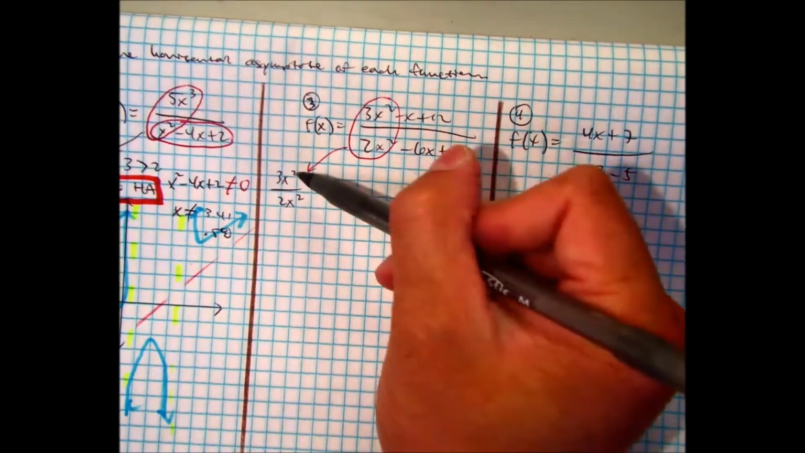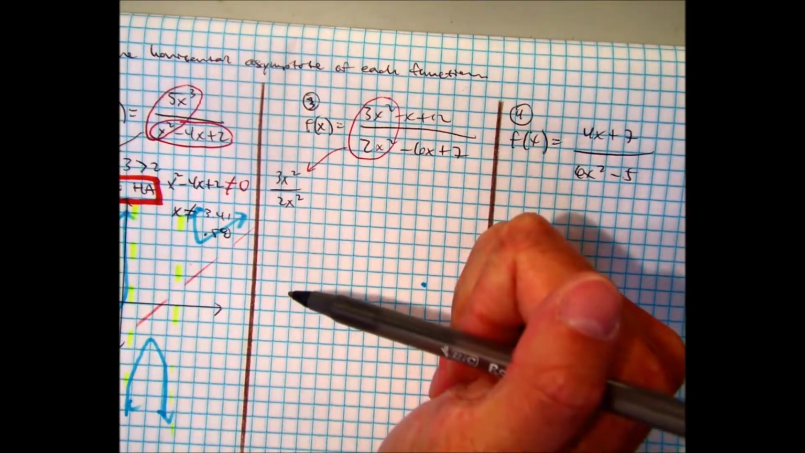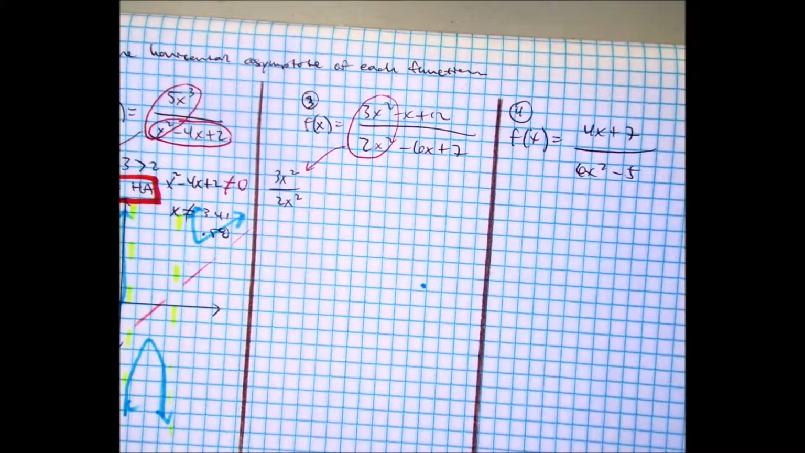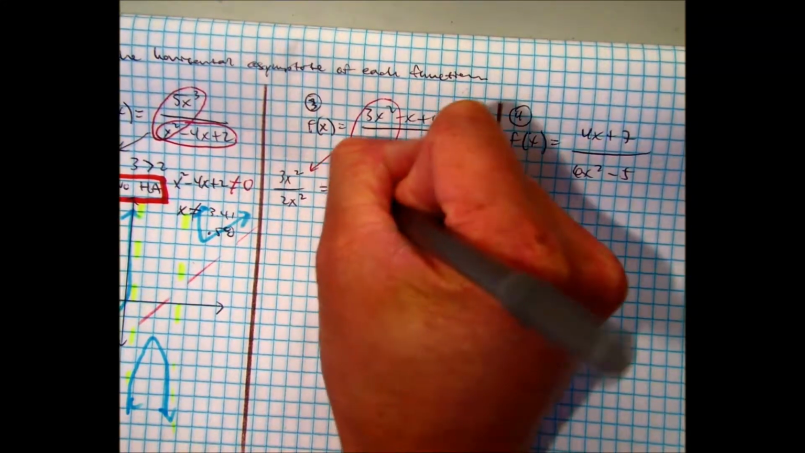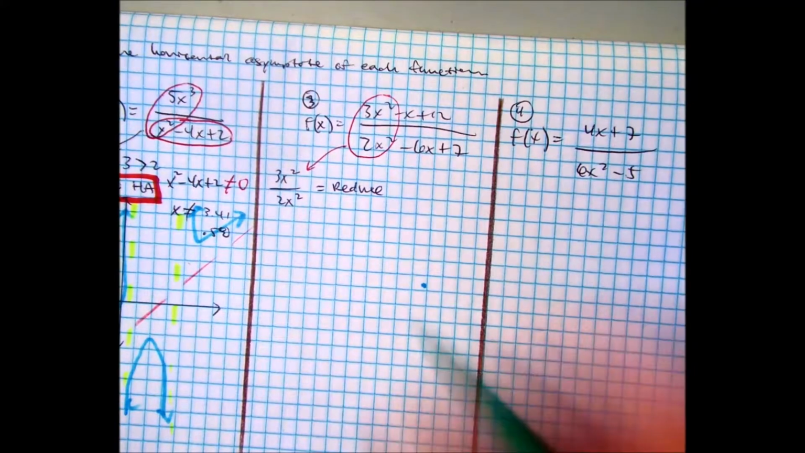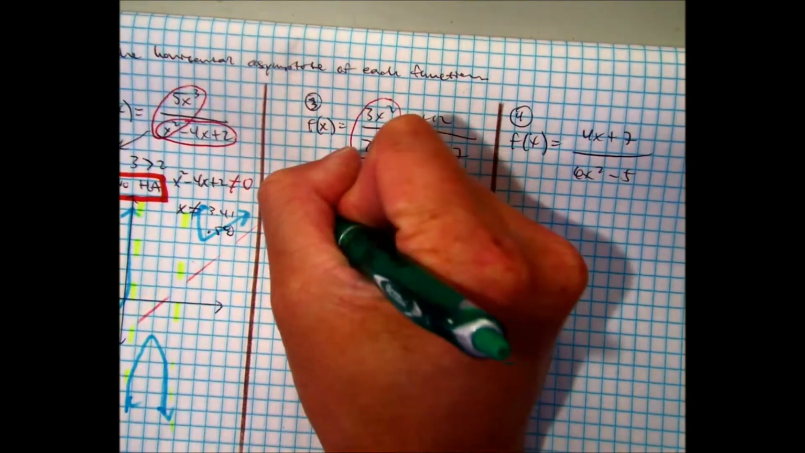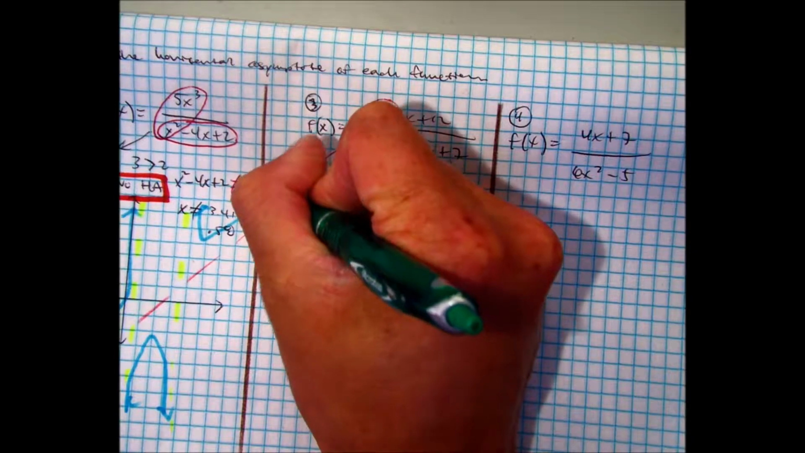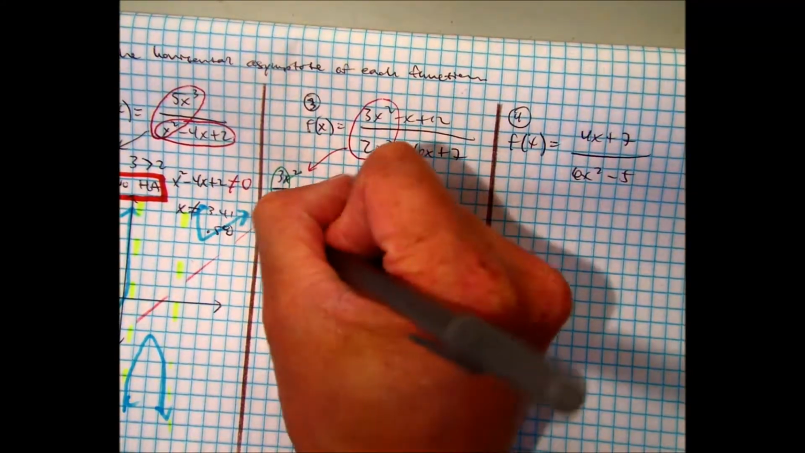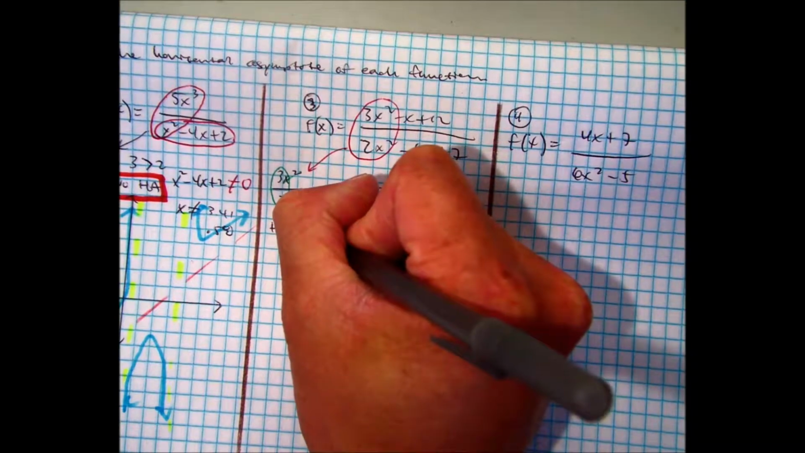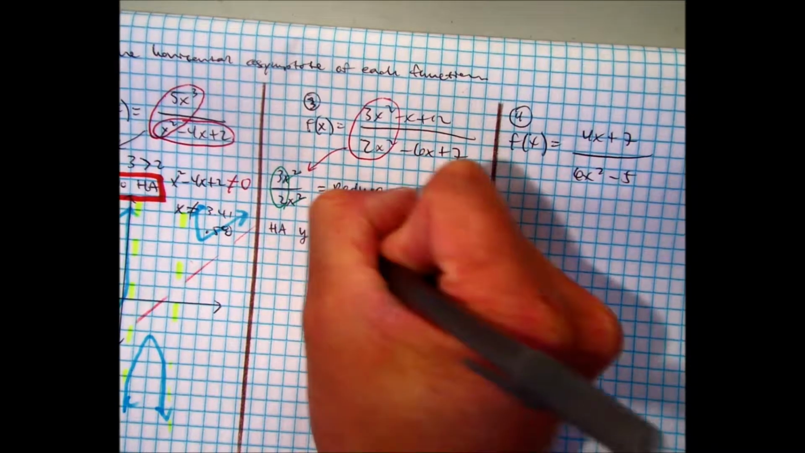Class, what do you notice about the top degree and the bottom degree? They're equal. So if you look at your chart and if they're equal, what does it tell you to do? Reduce. So here my x squareds will cancel and you're just left with what? 3 halves. So we have a horizontal asymptote at y equals 3 halves.